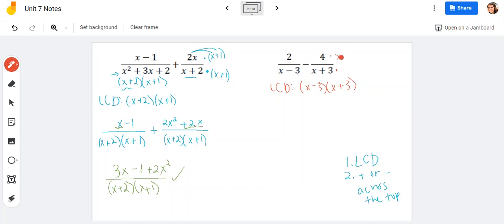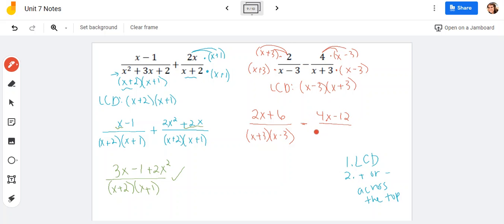So I see in my right fraction I don't have the x minus 3, so I'm going to multiply by x minus 3 in both the numerator and denominator. And in the left fraction I'm missing that x plus 3, so I'm going to multiply the top and bottom by x plus 3. And then I can simplify. So again, I'm distributing here, so 2 times x gives me 2x, and 2 times 3 is 6, all over this common denominator, minus, and then distribute this 4, so 4x minus 12, all over x plus 3, x minus 3.